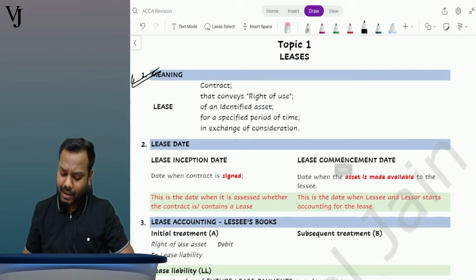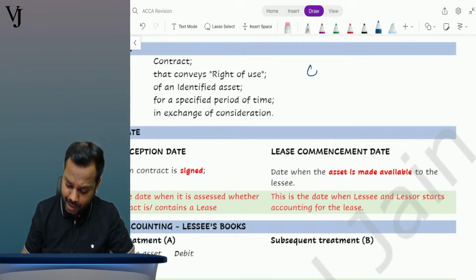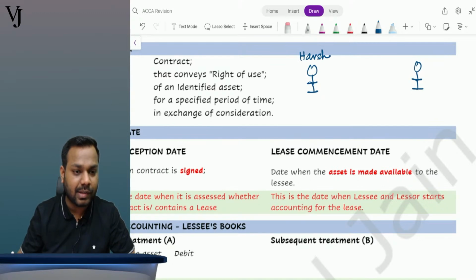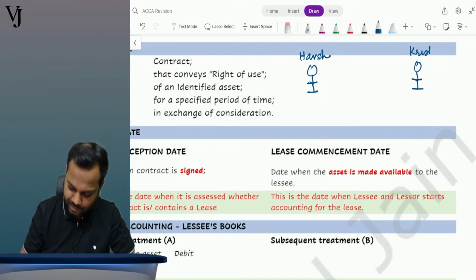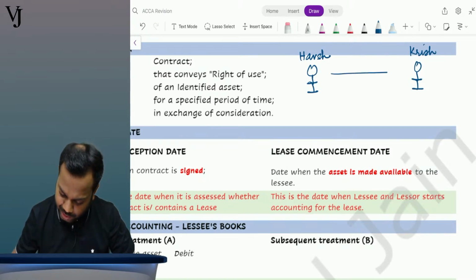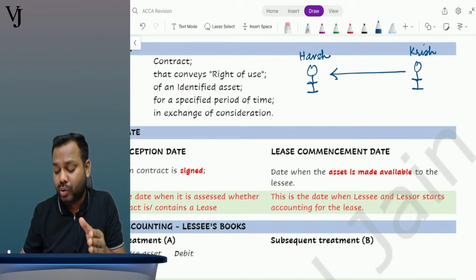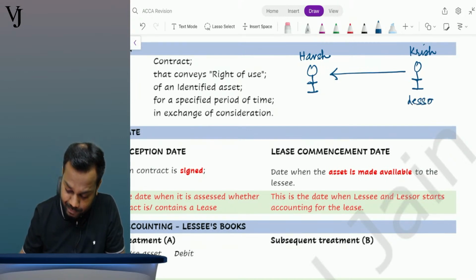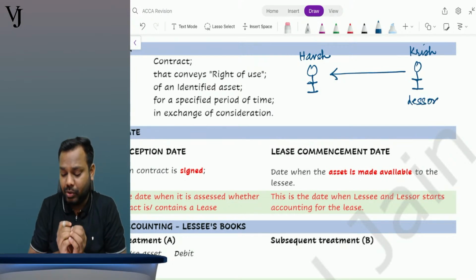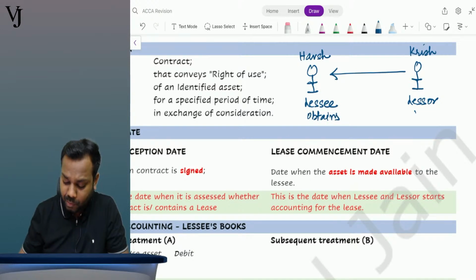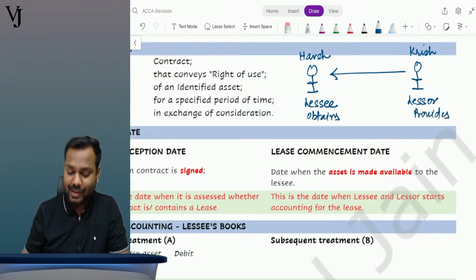Under a lease contract, there are two parties. This is party number 1 and this is party number 2. This is Hers and this is, let's suppose, Chris. Chris has given an asset to Hers for using. Since Chris provides the right to use, Chris will be called the lessor, and Hers has obtained the right to use, so Hers will be called the lessee. The person who obtains the right to use is called the lessee, and the person who provides the right to use is called the lessor.